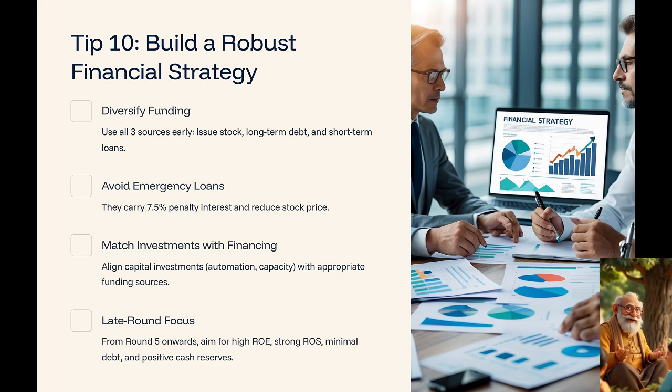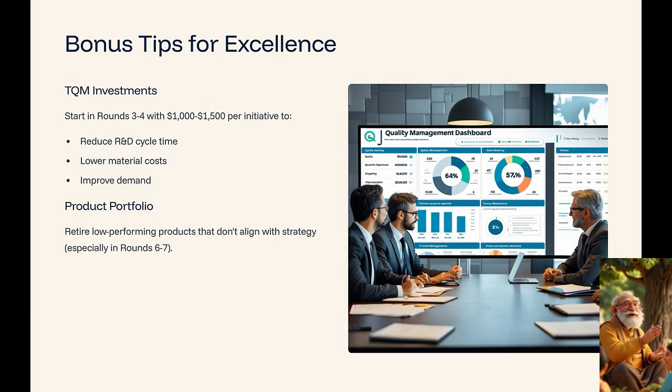Bonus tips: use TQM starting round 3 to 4 to reduce R&D cycle time, lower material cost, and improve demand. Spend $1,000 to $1,500 per TQM initiative. Retire low-performing products that do not align with strategy, especially in round 6 or 7. Use round-by-round Excel templates to track decisions, forecast demand, and benchmark your team.